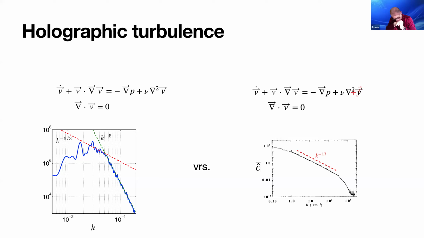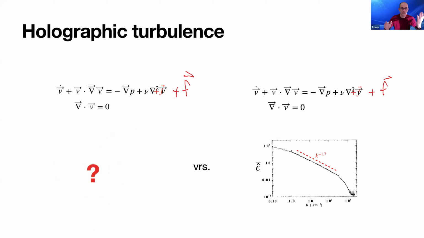So if we really want to compare things correctly, we have to add a driving force to both sides. And then the question is, how do we do that in terms of gravity? We want this theory of gravity to have a driving force. And if it has a driving force, we can reach a steady state, and then we can really compare it to something like this.